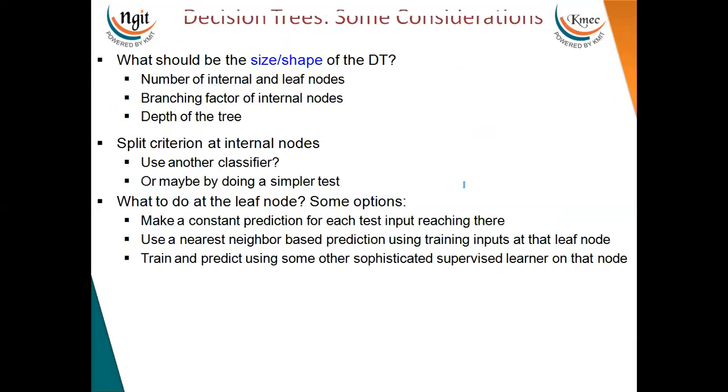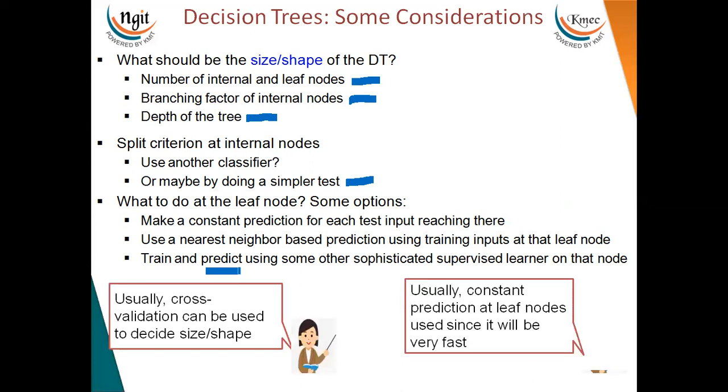Now there are some parameters that you should consider when you are developing your decision tree: how many internal nodes and leaf nodes you will allow, what the branching factor is, meaning how many child nodes a particular node will have, and what the depth of your tree is. Also, by applying a simple test, are you splitting your data points, and is your leaf node capable of predicting your data in a supervised manner. These are some points that you should remember when you are constructing a decision tree.